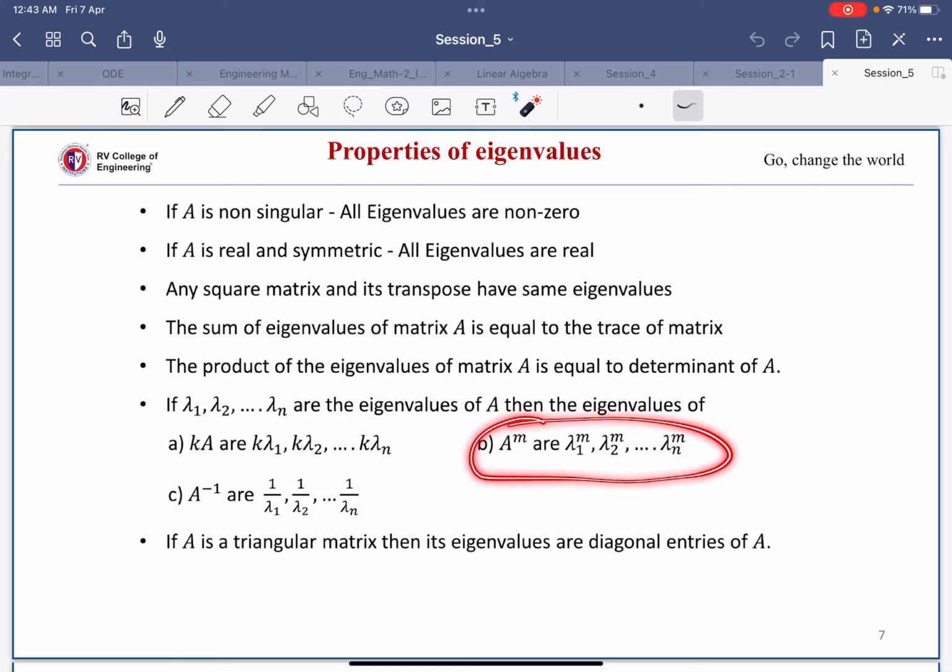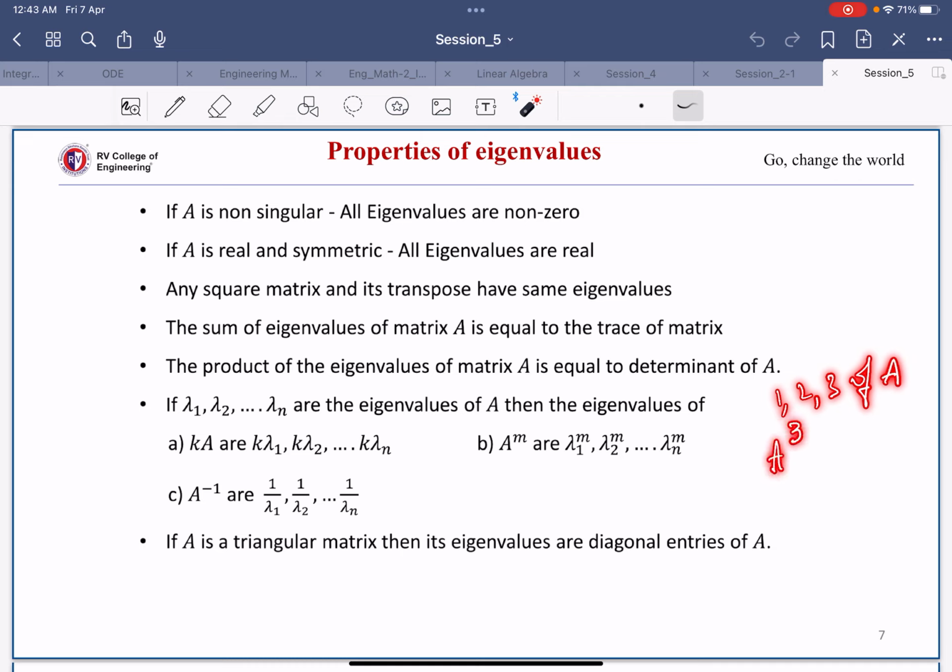And what will be the eigenvalues of A power m? So if 1, 2, 3 are the eigenvalues of A, what will be the eigenvalues of say A cube? So it will be 1 power 3, 2 power 3 and 3 power 3. So 1, 8 and 27 are the eigenvalues of A cube. In general, eigenvalues of A power m will be lambda 1 power m, lambda 2 power m, and so on, lambda n power m.